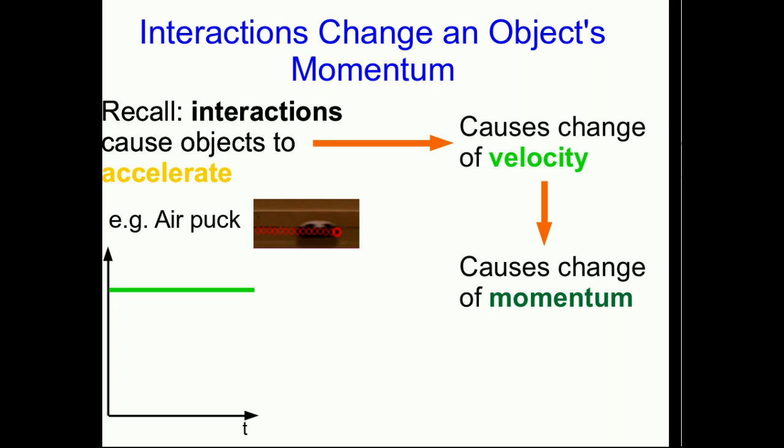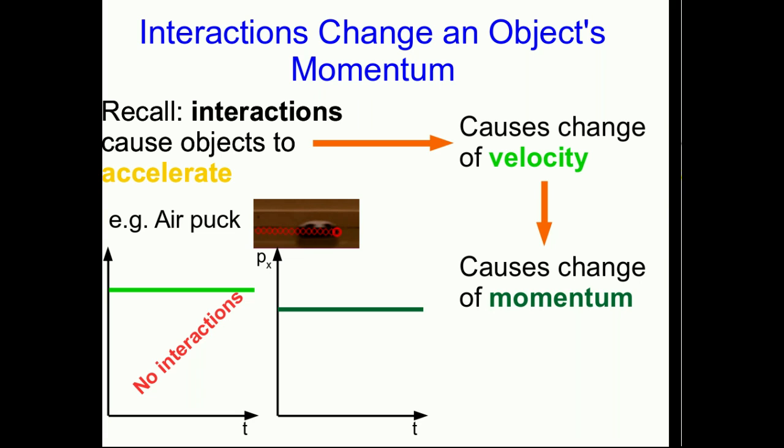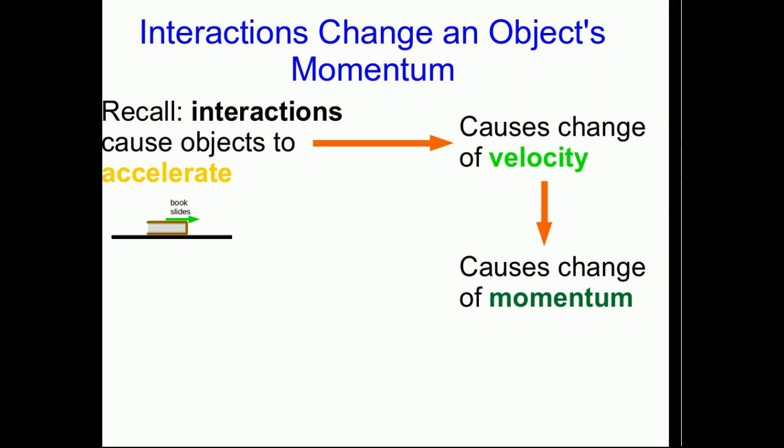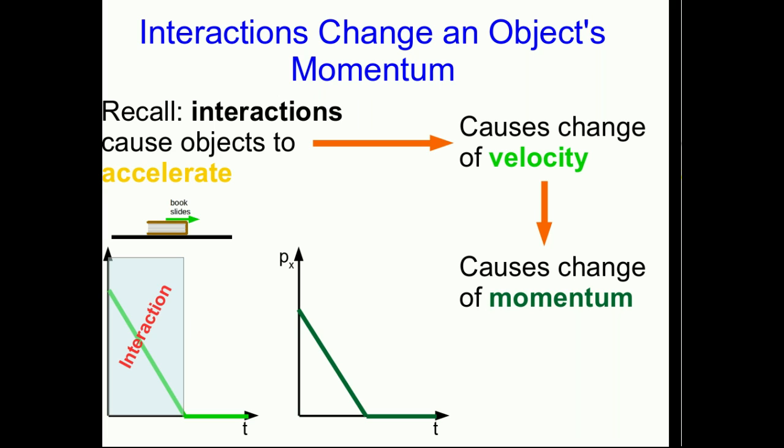As an example, at one extreme is an air puck. It moves along at virtually constant velocity, and that's because it has virtually no interactions with the things around it. And so its px versus t graph is just going to be another straight horizontal line because all you're doing is multiplying vx by the air puck's inertia. It's just a rescaling of the graph. So now let's think about the book sliding along the floor. It rapidly accelerates to rest, and that's because it's interacting strongly with the floor as long as it's moving. And so its px versus t graph is also going to show a rapid change in the momentum.